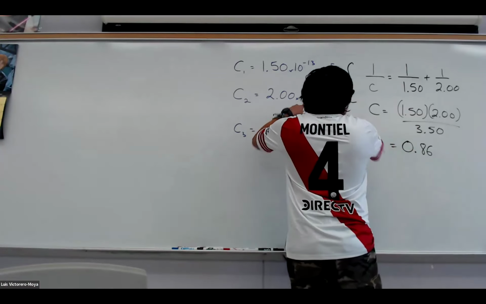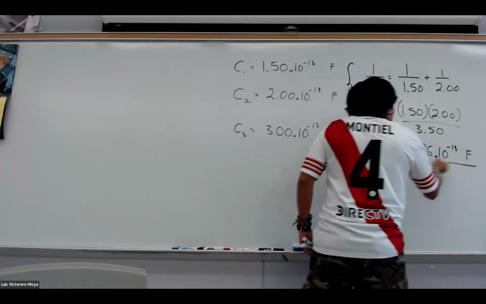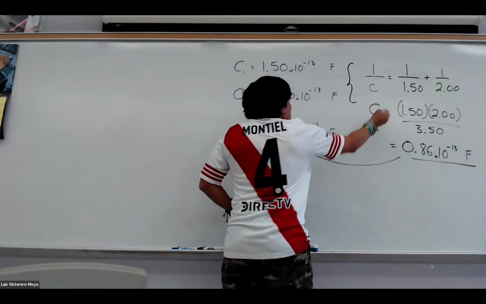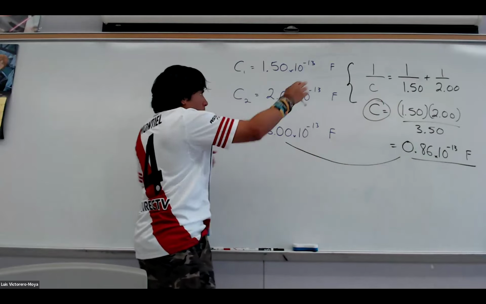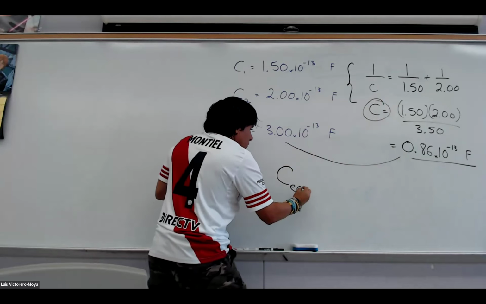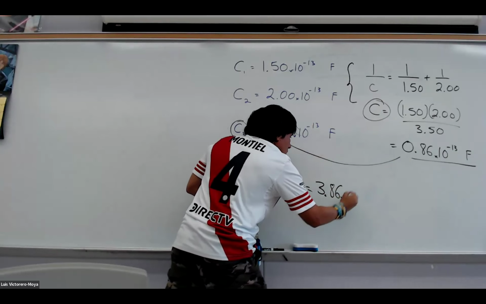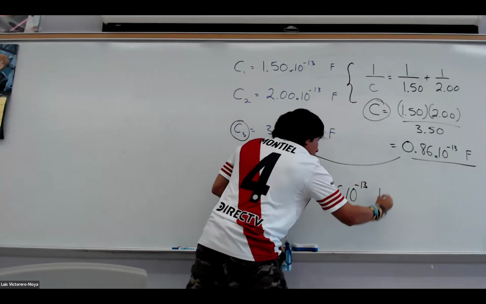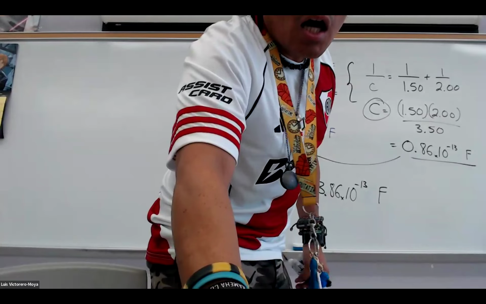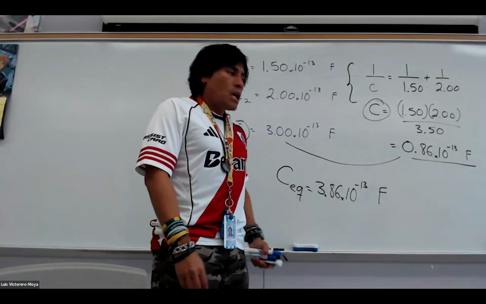But remember, 10 to the negative 13 farads. Then you're going to add these two because these two are in parallel. When you combine these two, that one is in parallel with this. So you just add it. So the C equivalent is 3.86 times 10 to the negative 13 farads. It's the same value that you copy. So that's basically how you do it.